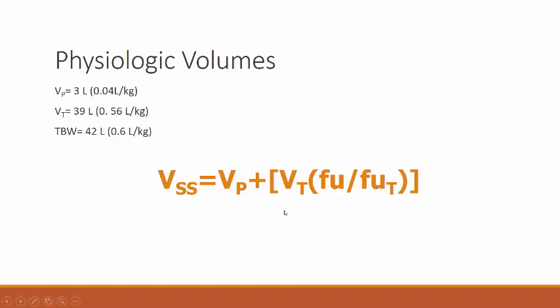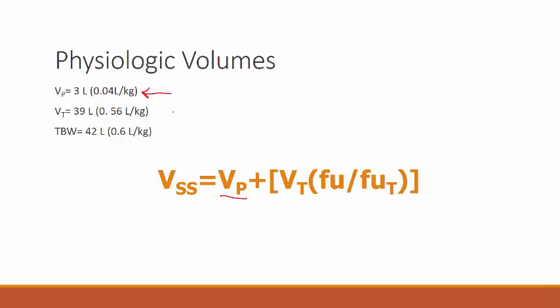So here's the same equation. And if you think about it, this is going to be a pretty fixed amount here. We know this is about 3 liters in a 70 kilogram person, or 0.04 liters per kilogram. This stays pretty constant unless something bad happens, like if you lose all your plasma, which is not really compatible with life.